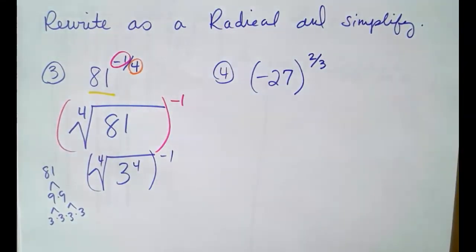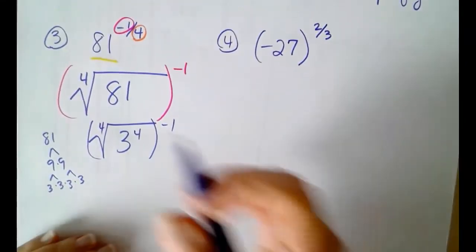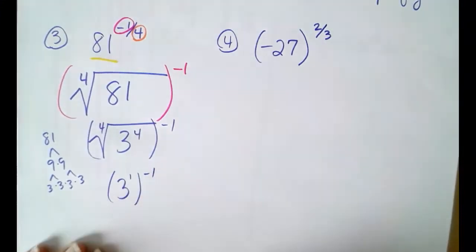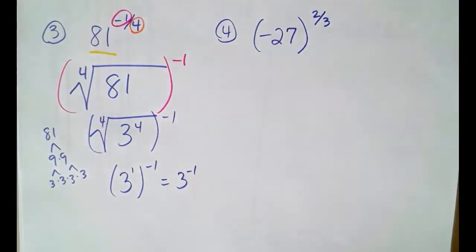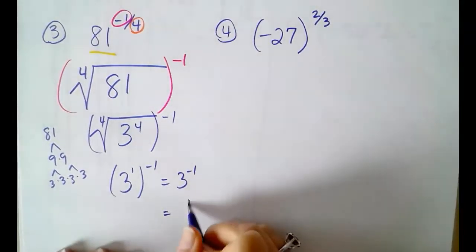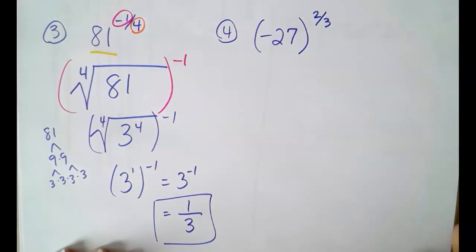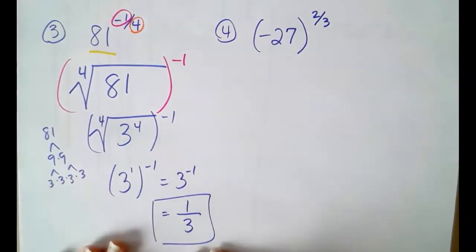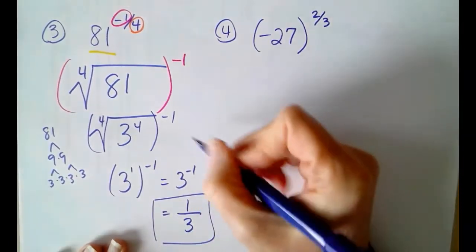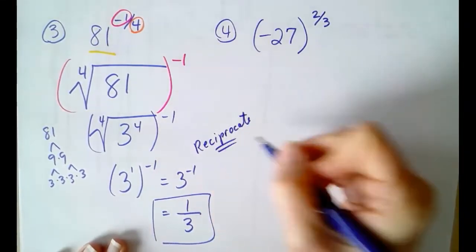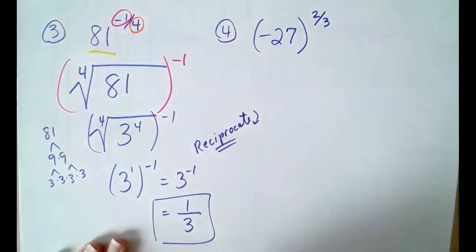Simplify the radical just as we just did in the previous problems. 4 goes into 4, 1 whole time. So we are left with 3 to the negative 1 power. And of course, negative powers make reciprocals. So this is 1 over 3. So 81 to the negative 1/4 becomes 1/3 because we reciprocate negative exponents, which means we flip them.